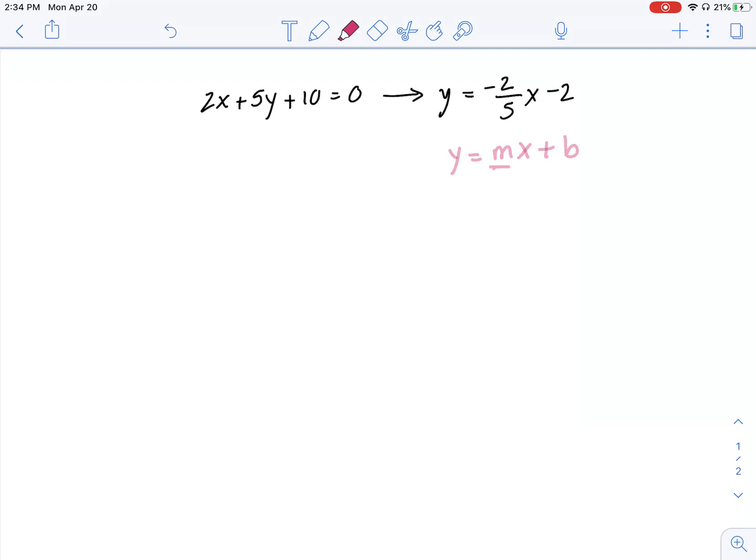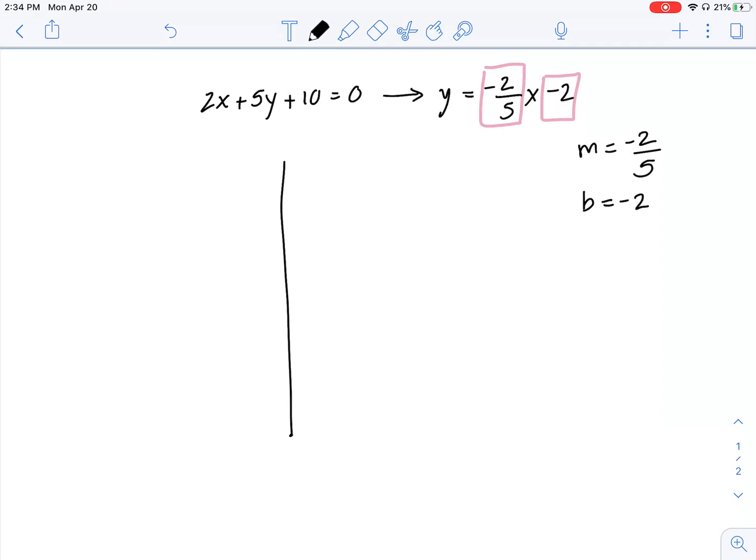Now looking at our equation here, -2/5 is m. That means our slope is -2/5. And likewise, b is -2, which means our y-intercept is -2.